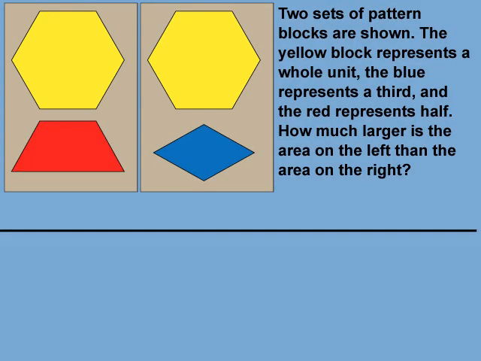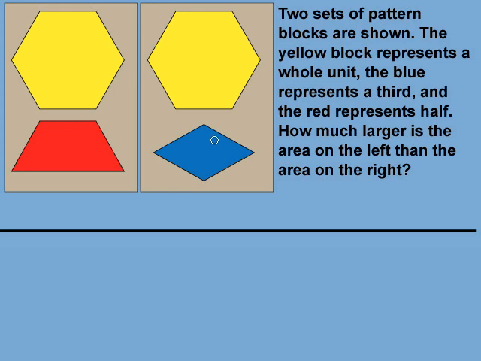Two sets of pattern blocks are shown. The yellow block represents a whole unit, the blue represents a third, and the red represents half. How much larger is the area on the left than the area on the right? The area on the left is 1 plus 1/2, or 1 1/2, as a mixed number. The area on the right is 1 plus 1/3, or 1 1/3, as a mixed number.